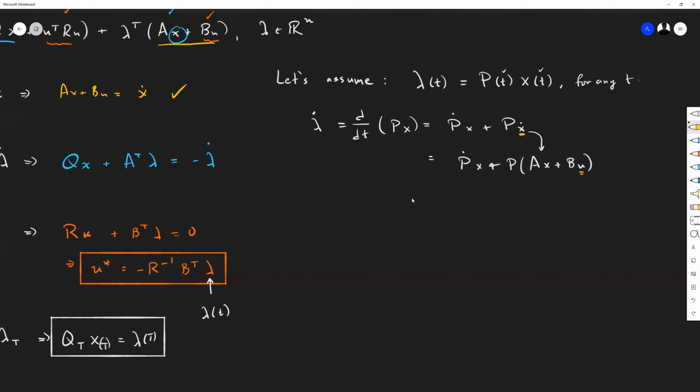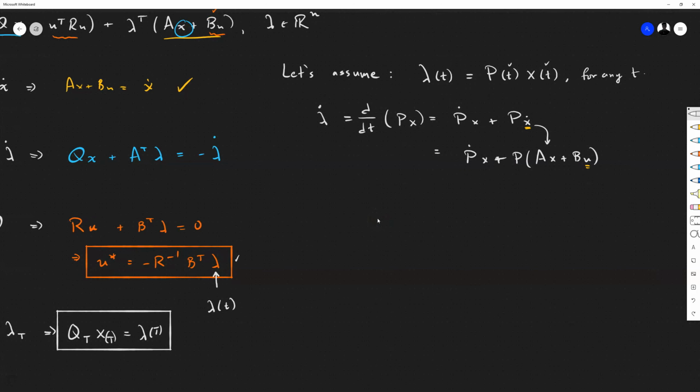Okay, let's keep going. What is u? You see what's happening here. We're turning everything into a function of x. So let's keep going with it. What is u? Well, u comes from right here. So let's plug that in. Equals p dot x plus, and now I'm just going to expand it a little bit, p times a times x plus p times b times u. And now I'm going to plug in u. And now, okay, what is u? U is negative r inverse b transpose lambda.